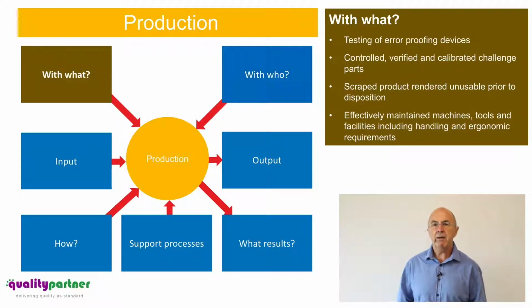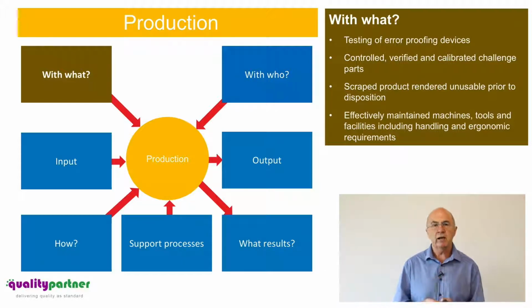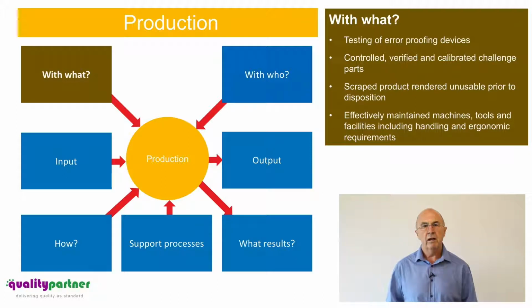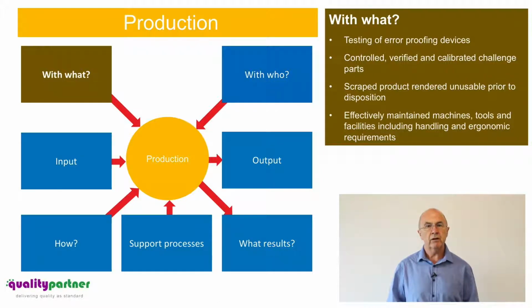The final thing is about having effectively maintained machines, effectively maintained tools, and facilities, including handling and ergonomic requirements. So I think maintenance is even stronger now in IATF 16949, that we've got an effective total preventive maintenance system that may include some operator maintenance to make sure that we're keeping the equipment in optimum condition to make sure it's capable of meeting the customer requirements. So these are some of the changes physically we need to consider within the production process.